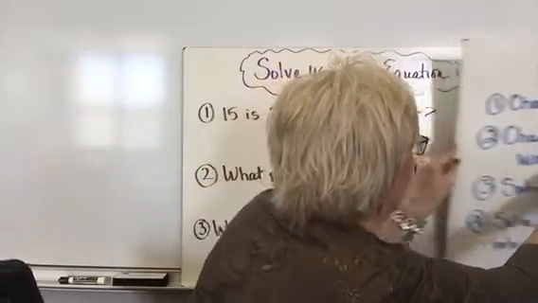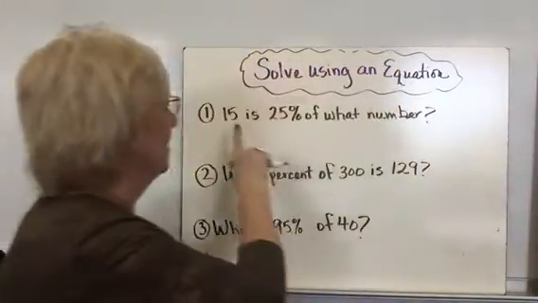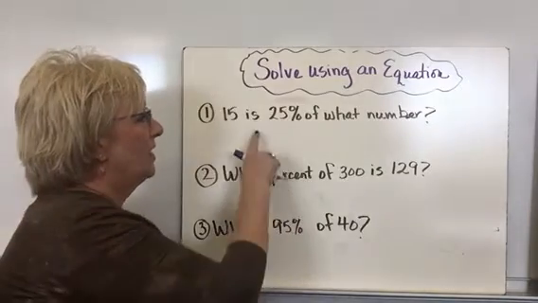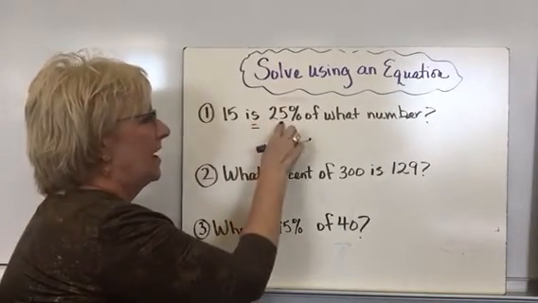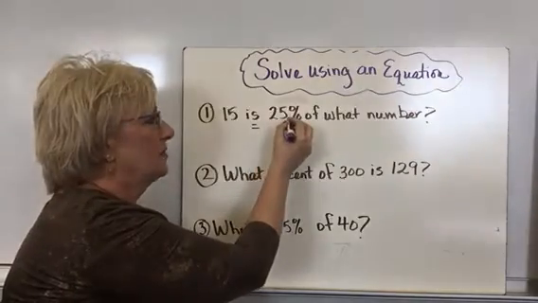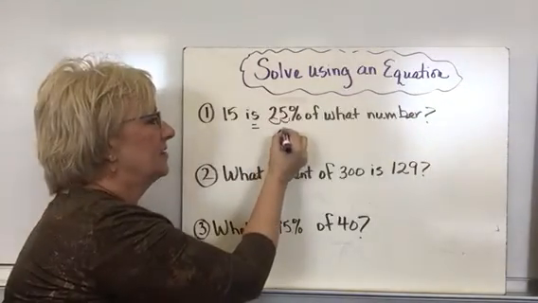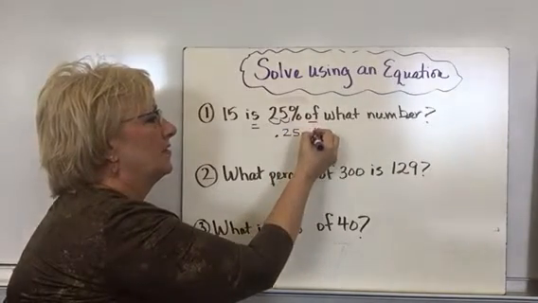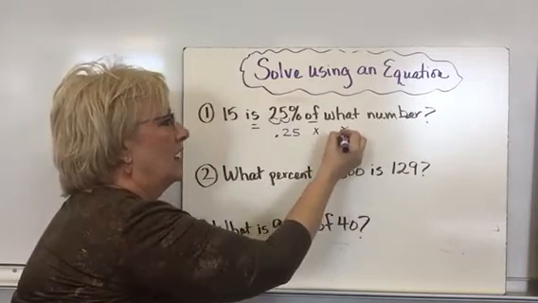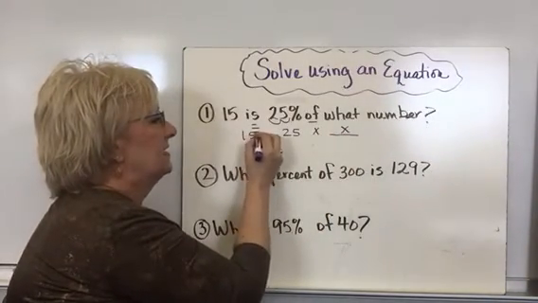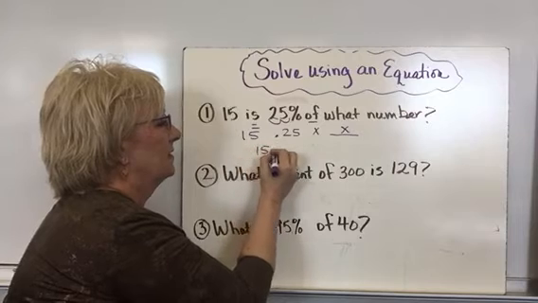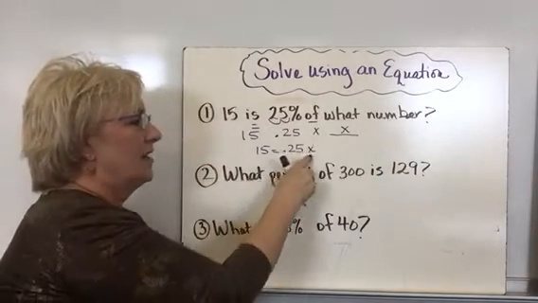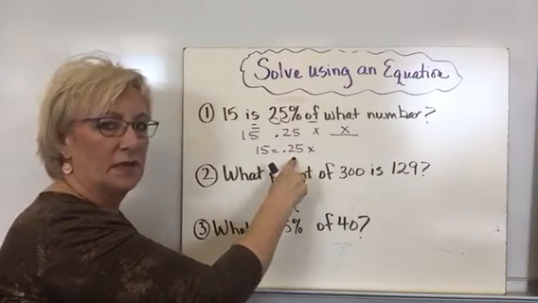Let's do some of these. I've got 15 is 25% of what number? Well, I know that "is" is going to be equal. I know that I've got to change this percent into a decimal, which means I've got to bring it 2 places to the left, so that's going to be 0.25. "Of" is going to be multiply, what number? I don't know. So I'm going to say 15 is, let's go ahead and rewrite it down here, 0.25 times x. So I know that if I just put them side by side, they are going to be multiplied.